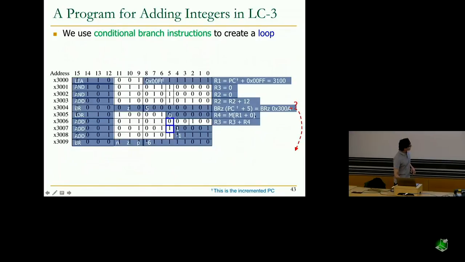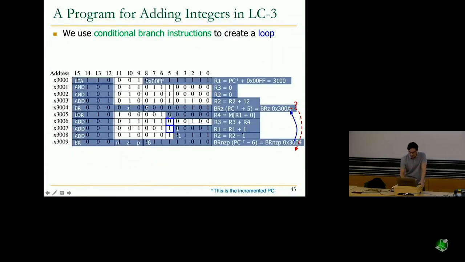So with the first of these adds, we accumulate R4 into R3, and then we increment R1 in order to point to the next integer that we will add. And next, we decrement R2 because we have just added one integer to the accumulator, so we have one integer less to add. And finally, the unconditional branch, so that will always be taken.